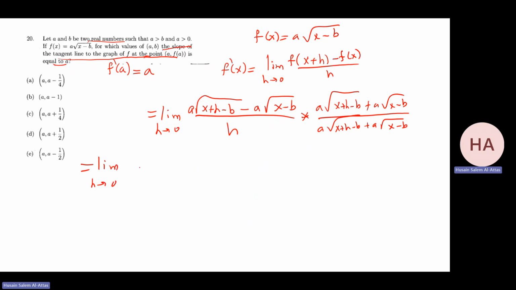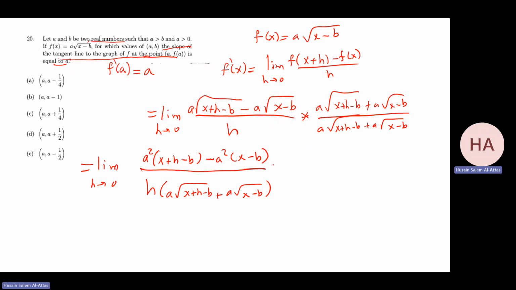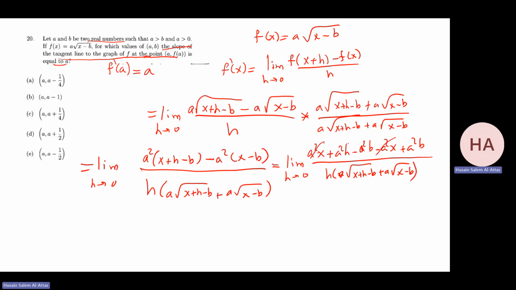The limit as h goes to 0. Now this is the denominator. In the numerator, I have a square root of x plus h minus b minus a square root of x minus b. Don't need all of this, need this. So this is the limit as h goes to 0 of a squared x plus a squared h minus a squared b minus a squared x plus a squared b, over h times a square root of x plus h minus b plus a square root of x minus b. This cancels with this, and h also cancels with this. I can substitute, so I have a squared over a.